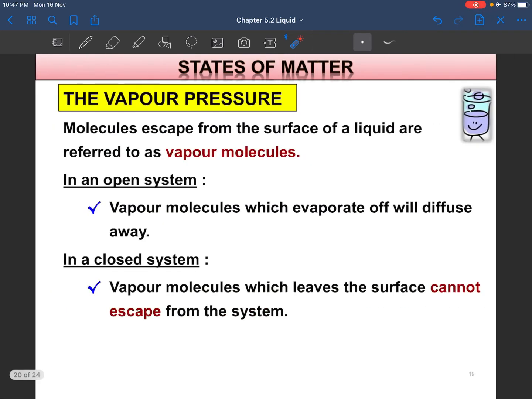Okay, and then the next one, vapor pressure. Molecules that escape from the surface of a liquid are referred to as vapor molecules. We have said this many times already. When we have water, and then the water molecules escape from this liquid water to the top here, they are called vapor molecules. So in an open system, with no walls, the vapor molecules will evaporate off and diffuse away. So vapor molecules in an open system will evaporate and then diffuse, and just disappear like that.